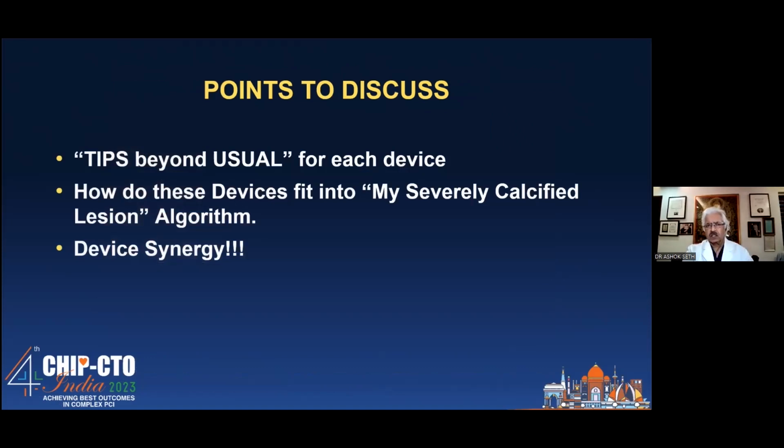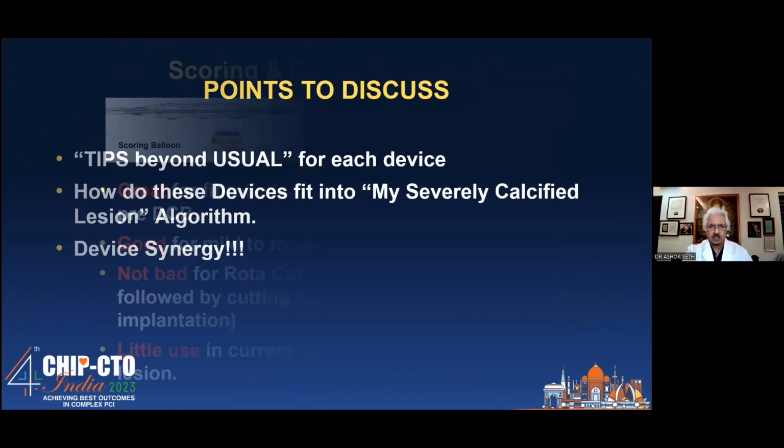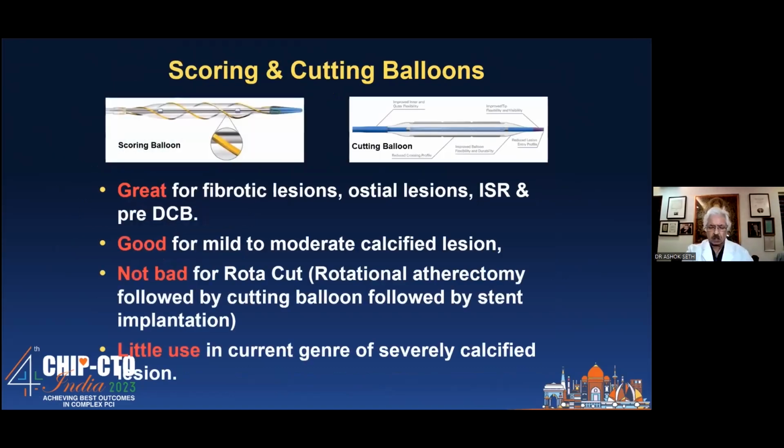I'm going to give you tips and tricks beyond the usual for each device and how these devices fit into my severely calcified lesion algorithm. I'm not going to discuss device synergy here because of the time. Scoring and cutting balloons, I believe, are great for fibrotic osteal ISRs and pre-DCB. They are also perhaps good for post-rota, but are little used for the severely, heavily calcified, difficult lesions that we see. So for me, these are for mild to moderate calcification.